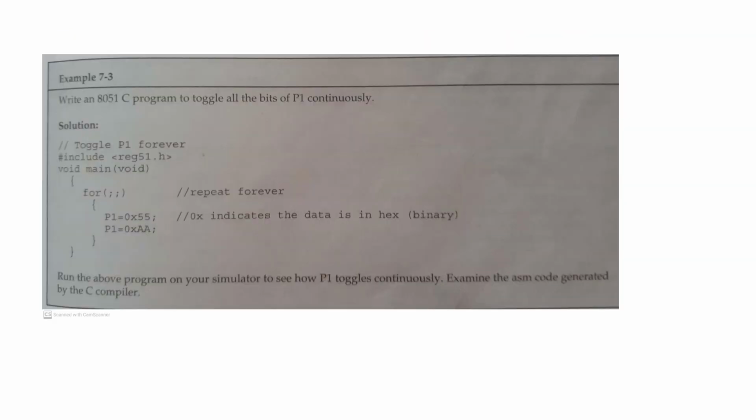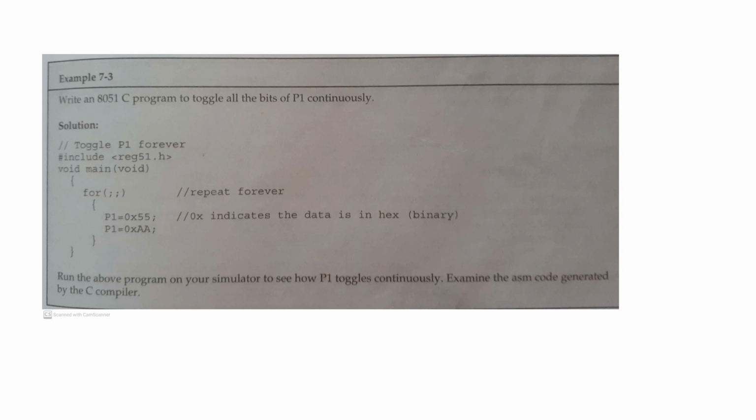Write a program to toggle all the bits of port 1 continuously. We are including the header file, then void main(void). To repeat a process continuously, we need to use an empty for loop, which is shown as for with empty brackets. To repeat the process in the curly brackets continuously, we are using an empty for loop.